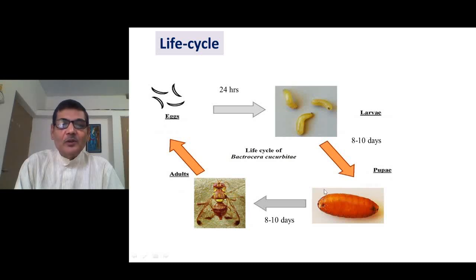And the most surprising thing is that if soil is not available for the larva to pupate, then it will dry up. It will not be able to undergo the next developmental stage. And in about 8 to 10 days, the adult fly will come out or hatch out from this pupa.